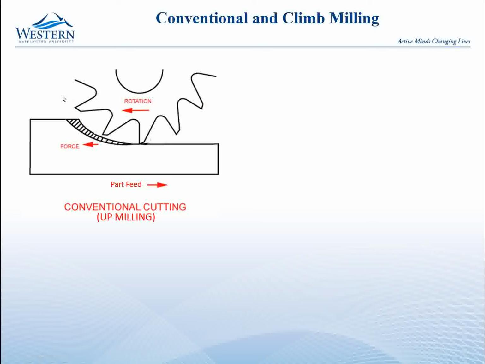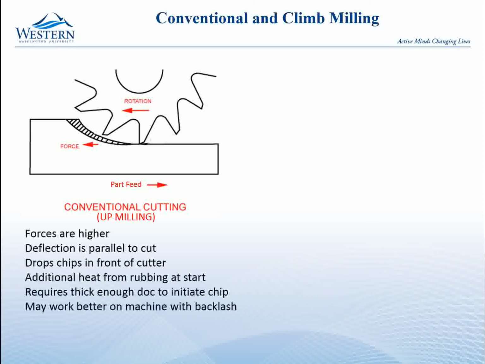So that is called conventional cutting or up milling. In up milling, the forces are higher overall. Somewhat that's because of starting with this thin chip and rubbing right along here until you can finally get in and cut it. The deflection is parallel to the cut. So if you can think of this, the force is getting greater and greater, but that force is primarily going to be along the part.